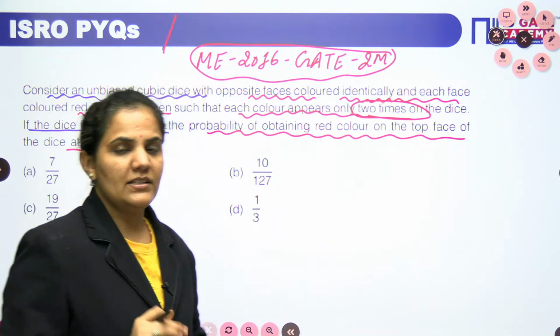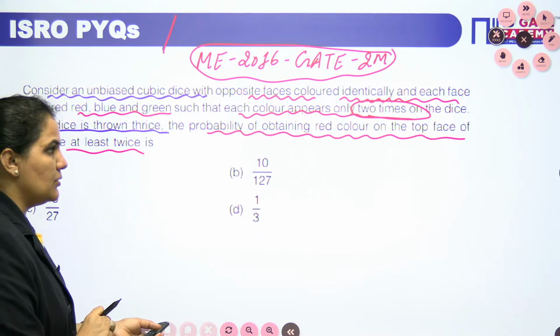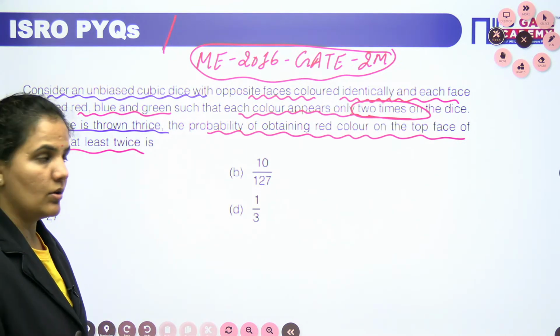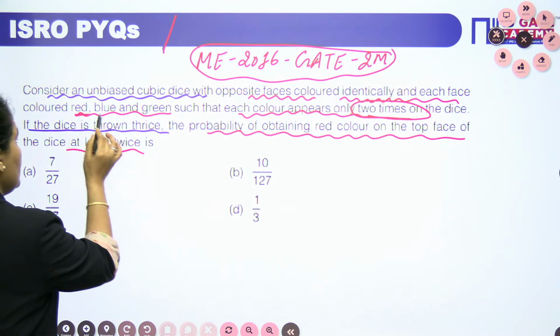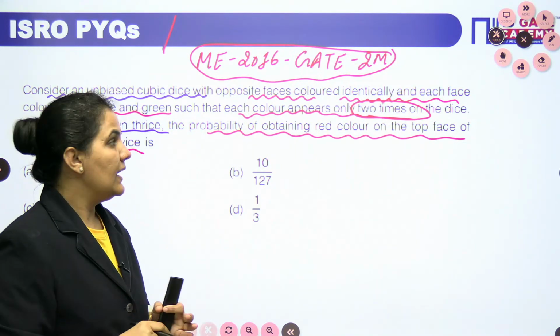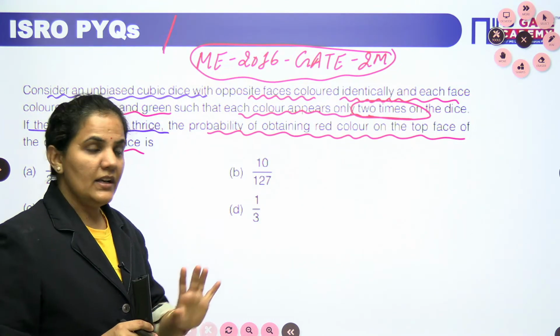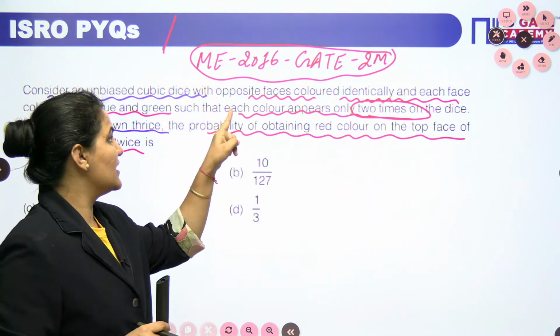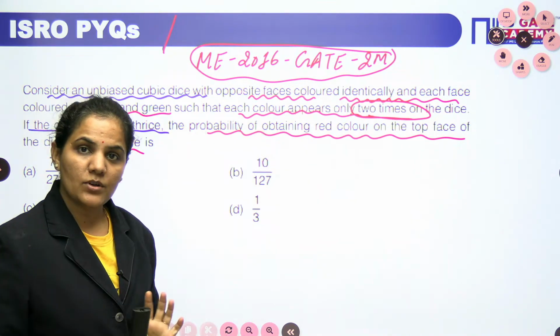So let's see. This is actually a very simple question. We can use the binomial distribution here and solve it. So first of all, what is given to me? I have 3 colors, red, green and blue, and the total faces are 6. As it is mentioned, each color appears only 2 times on the dice.